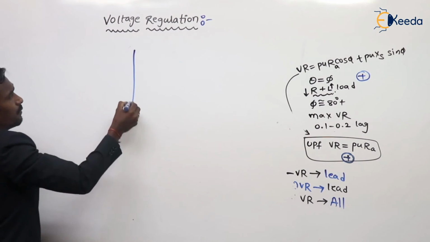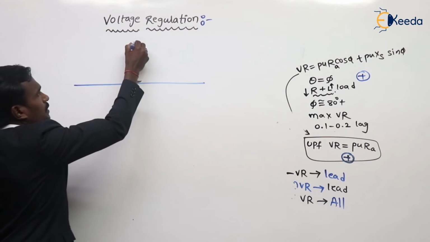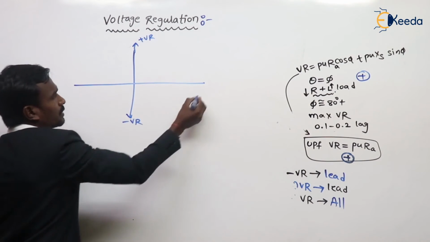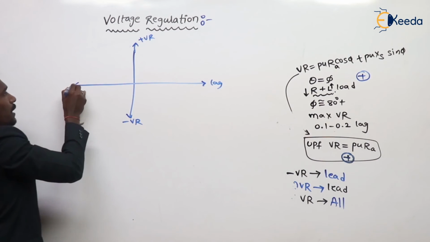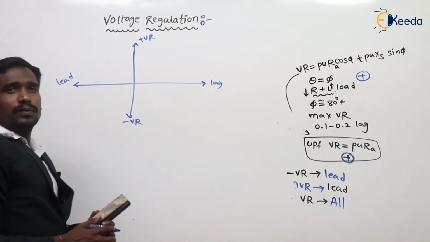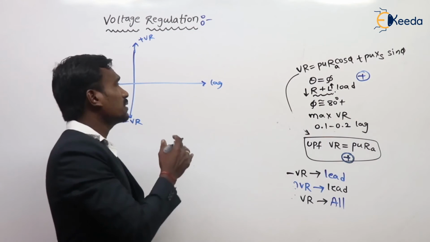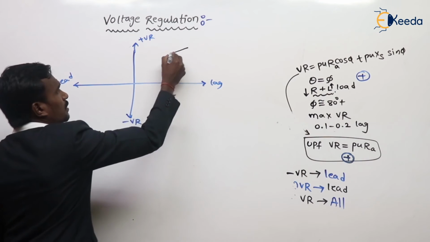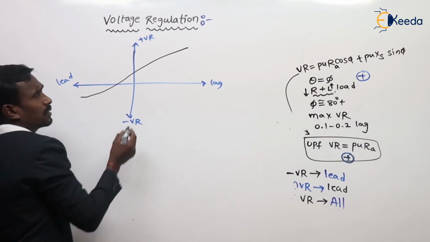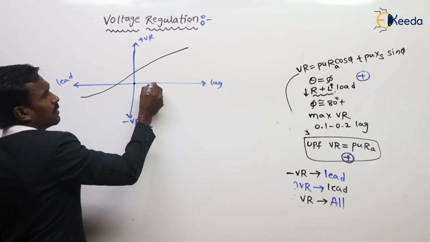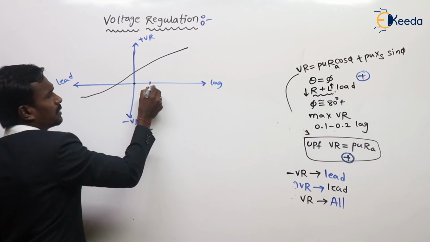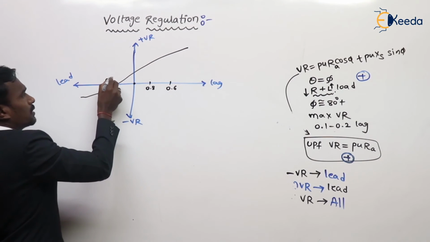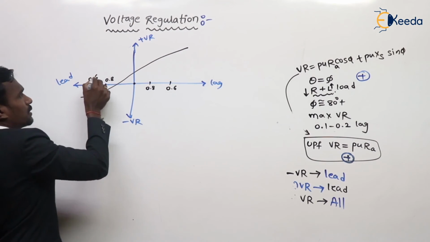So see that graph. This is positive voltage regulation and this is negative voltage regulation. This is lagging and this is leading. They won't give you this diagram in the examination. This is for your reference purpose. So generally the voltage regulation curve is like this. This is unity power factor. For example, they give this as 0.8, this as 0.6, and this as 0.8, and this as 0.6.